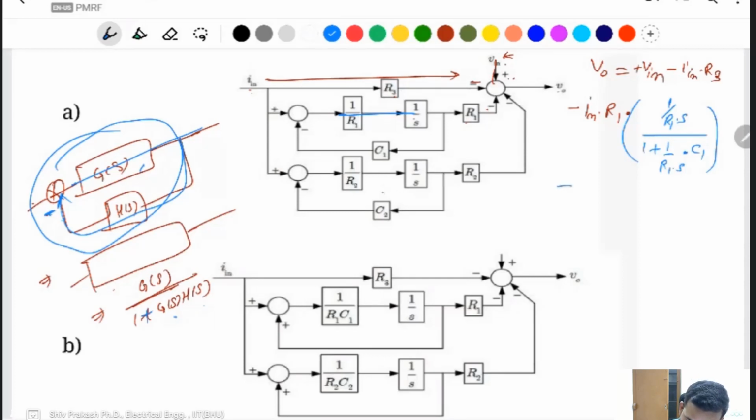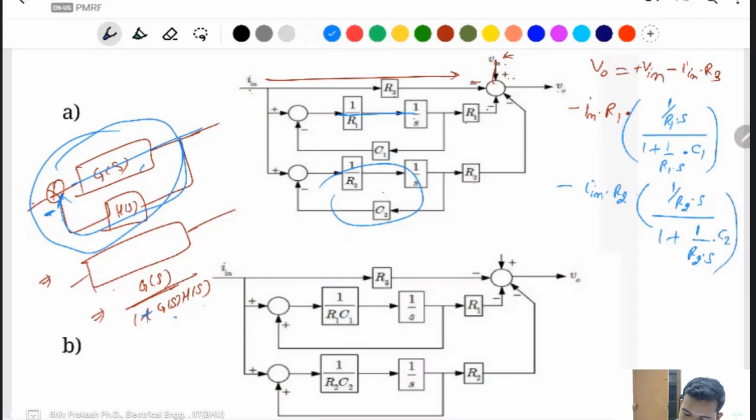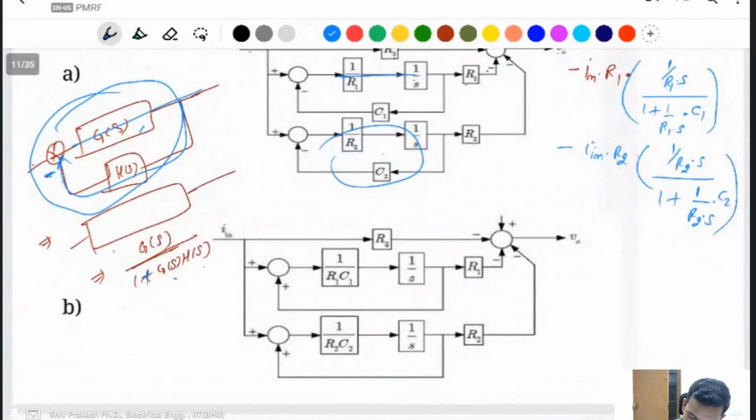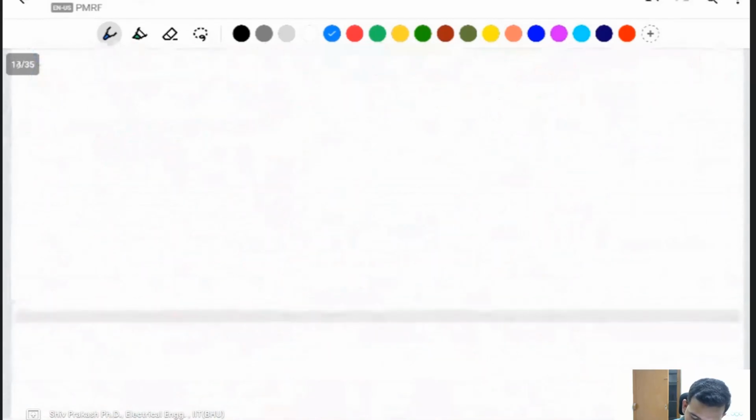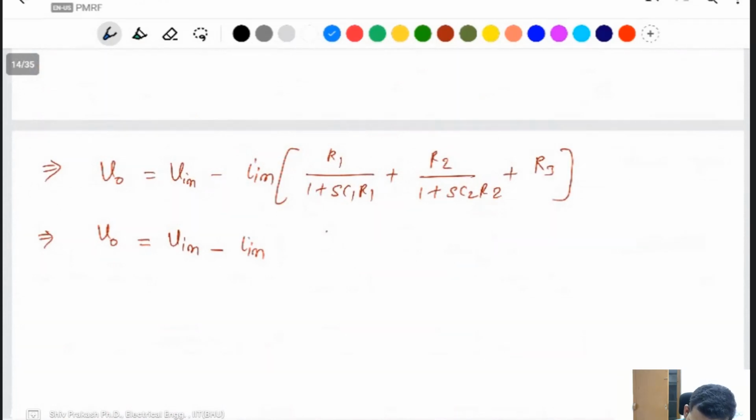This one minus R2 I in into R2. What will this one be? 1 by R2 into S divided by 1 plus 1 divided by R2 into S into C2. But in the question, this one is not like that.